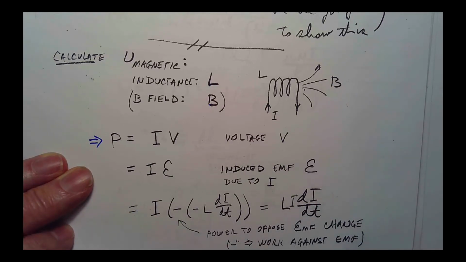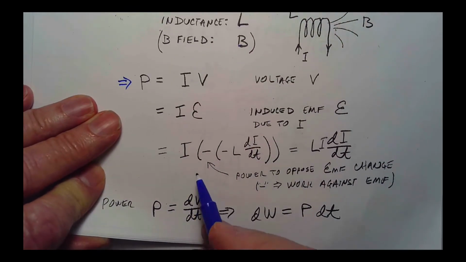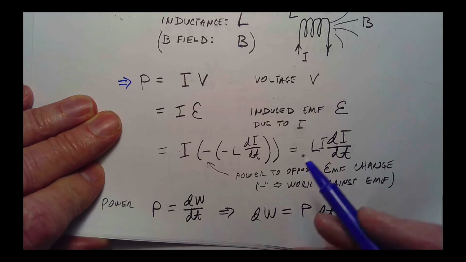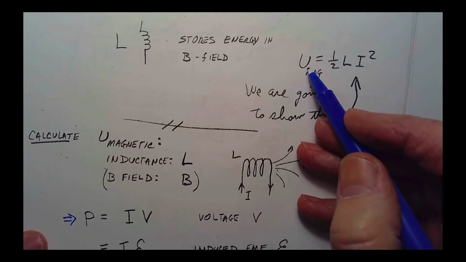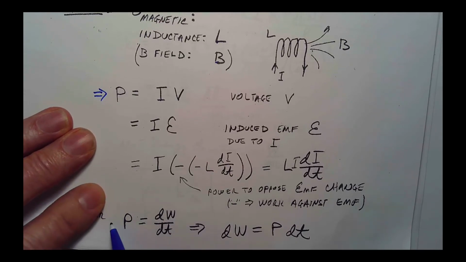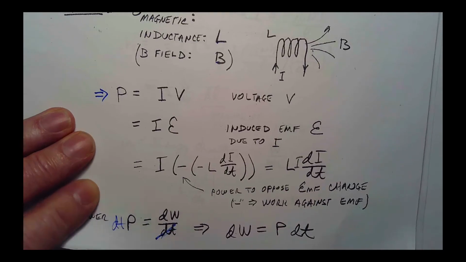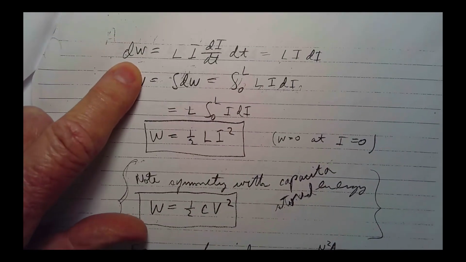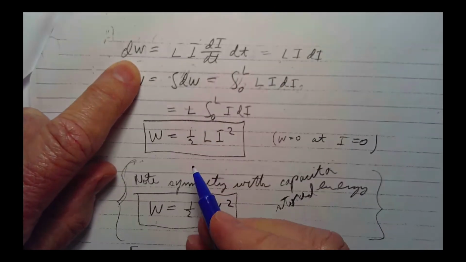So here's the power that we calculated here. That's dW/dt. We want the energy, we want U. So that's the work. I take this equation and solve for dW. I put dt here and get rid of that. That says dW is the power times dt. That says dW is L di/dt times dt.